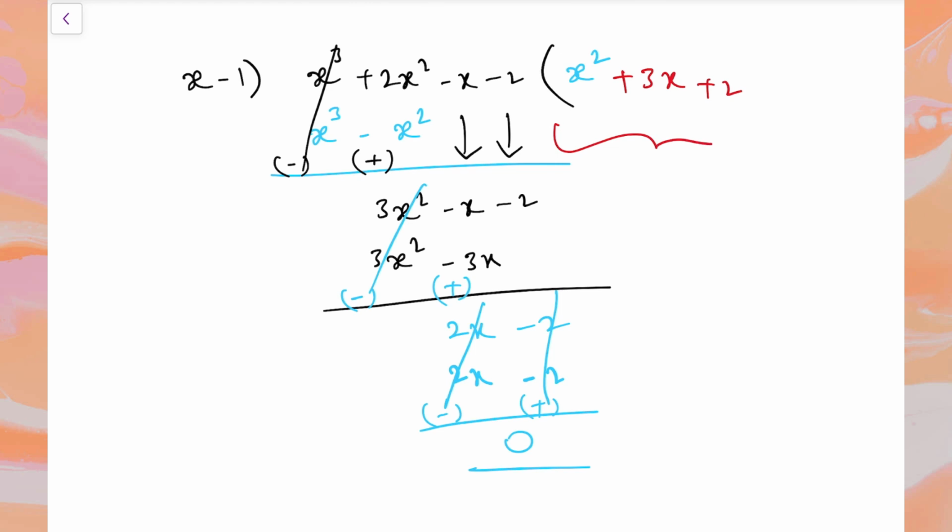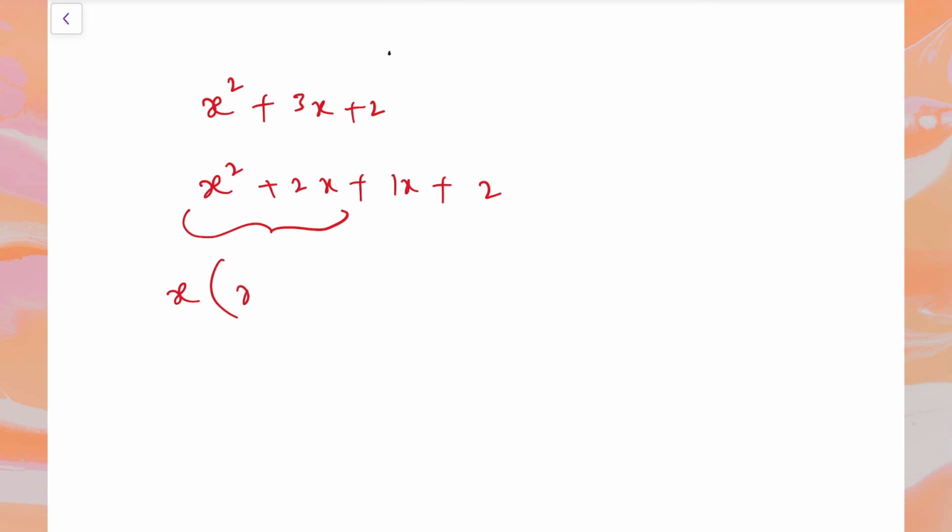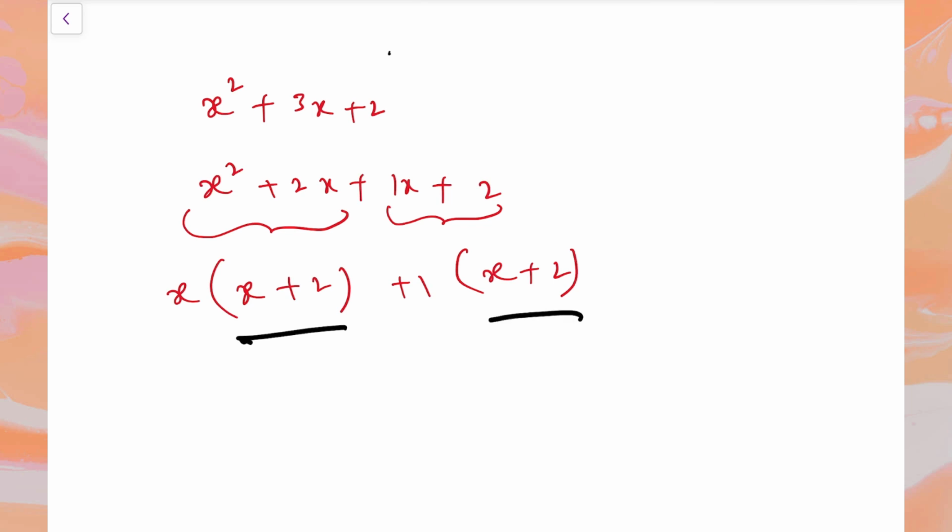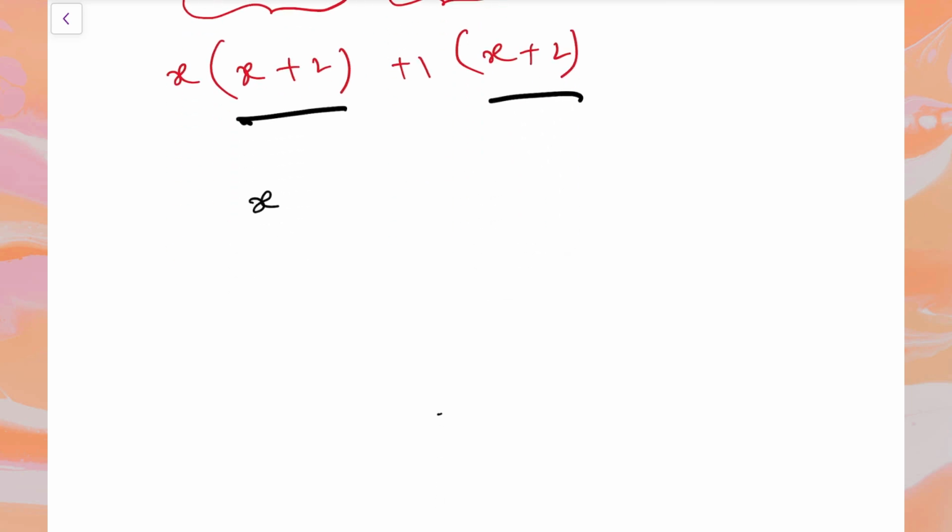After getting the 0, take this quotient, that is x² + 3x + 2. Split the middle term into two terms. x² as it is, 3x I am writing as 2x + 1x, plus 2 as it is. From x² + 2x we can take out x common, then remains x + 2. And from x + 2 we can take out 1 common, then remains x + 2. Always make sure that the bracket should be the same. So write it once, (x + 2)(x + 1). Here x + 2 is there, so x value will be −2. Here x + 1 is there, so x value will be −1. So the other two zeros are −2 and −1.